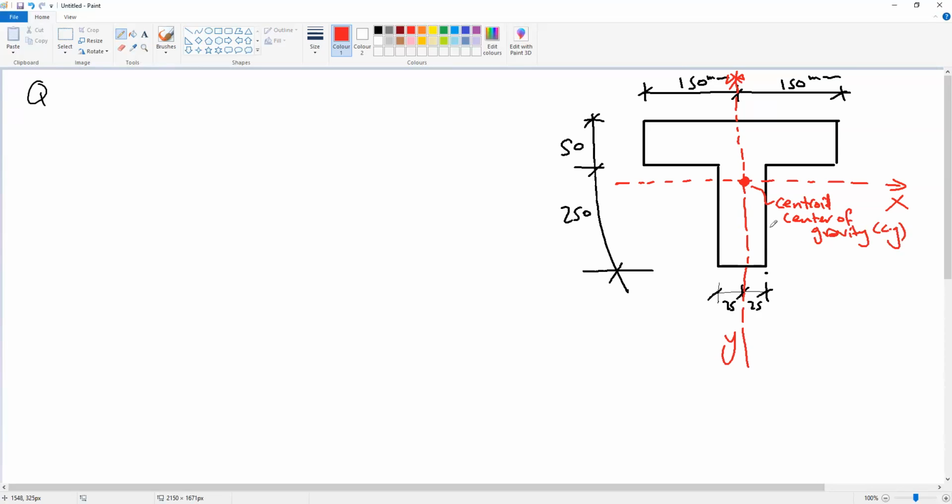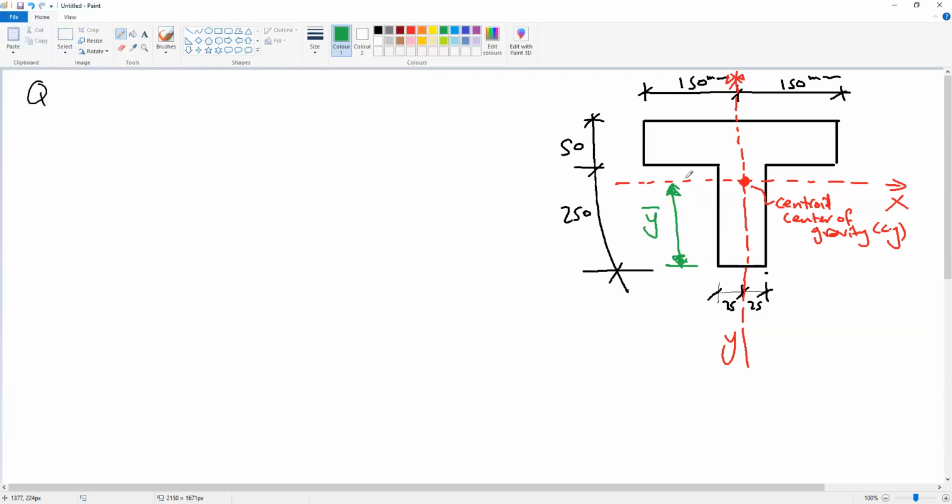Okay, and because this section is not symmetric about the x-axis, the x-axis is not in the middle. The location of the x-axis is called y bar, which is y bar from the bottom. You can assume it from the bottom, y bar, or from the top, whatever. But in this example, it is assumed from the bottom surface of the cross section. Okay.